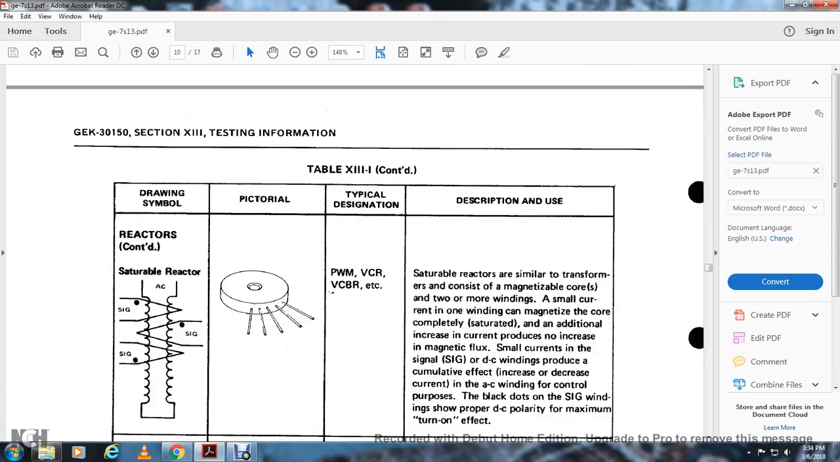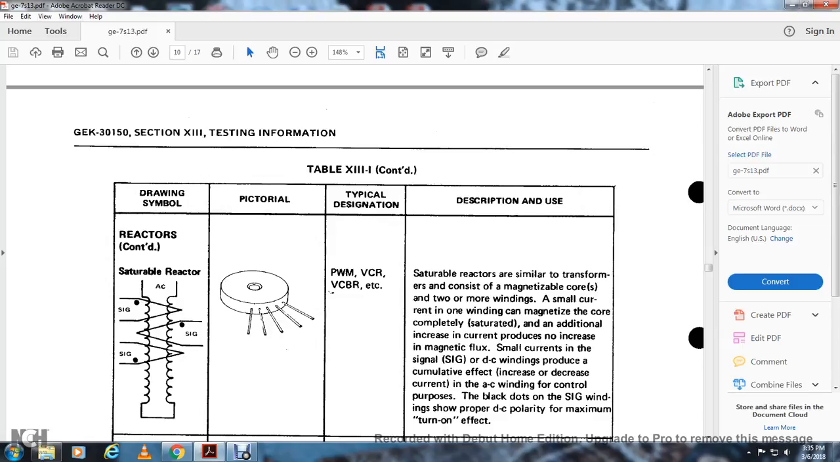Alright, your reactor, the continuous saturable reactor, shows a pictorial circle with 5 lines through it. You see three signal points going through the middle of two different current reactors in a square loop. Typical designations are PWM, VCR, and VCBR.